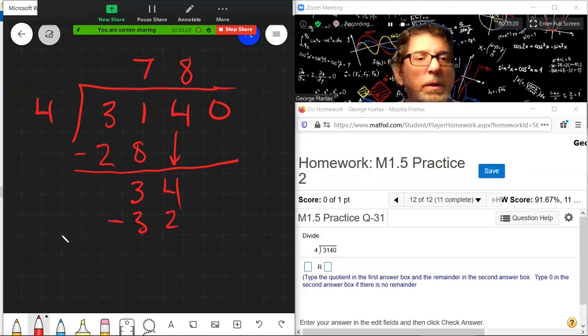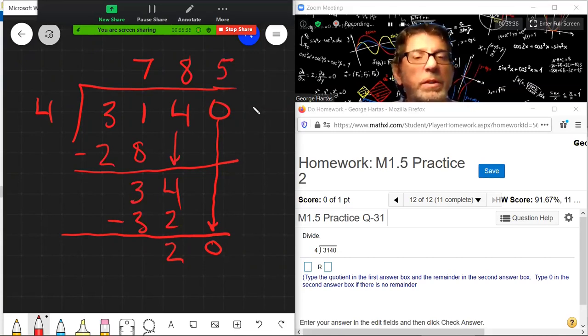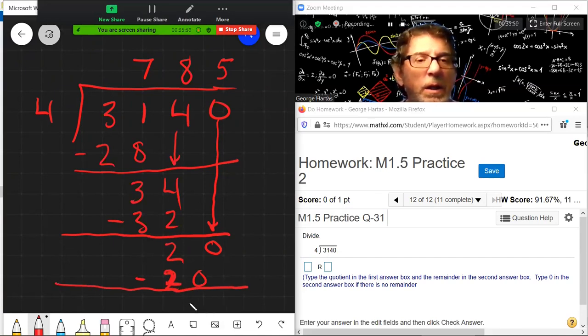The difference is 2. Bring down the last digit. 4 divides into 20 5 times, because 5 times 4 is 20. Subtract. And our remainder is 0. All right, so let's put that in there and see what happens.